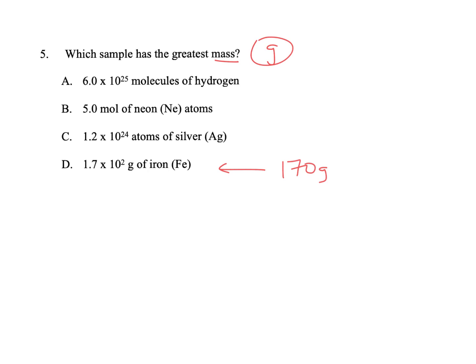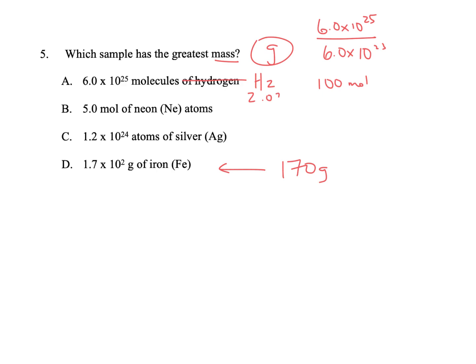6.02 times 10 to the 25 molecules of hydrogen. A molecule of hydrogen is H2. So we basically have 6.02 times 10 to the 25 H2s. How much is that? Well, 1 mole is 6.02 times 10 to the 23. So we have 6.02 times 10 to the 25, we have 10 to the 2, or 100 moles of this stuff. We have 100 moles of H2.